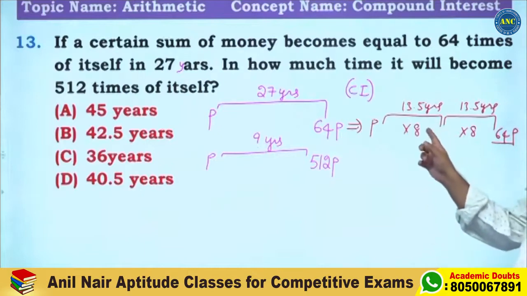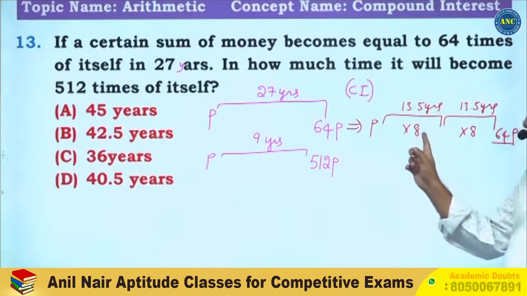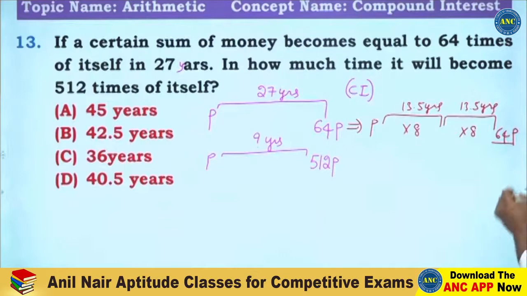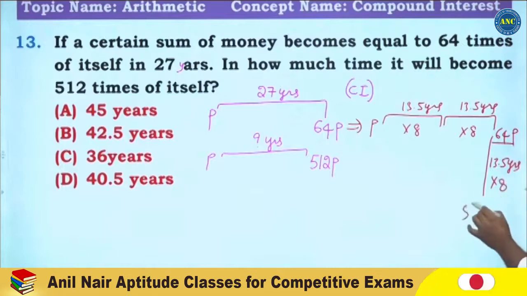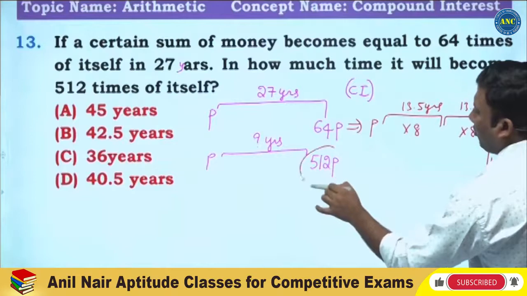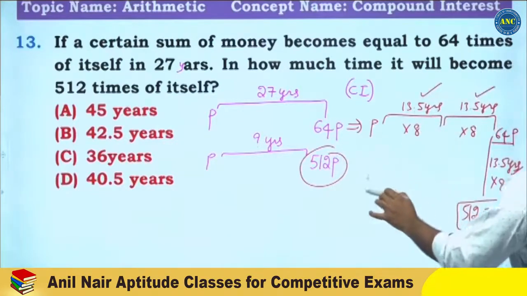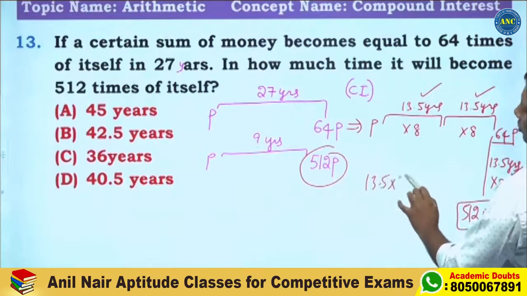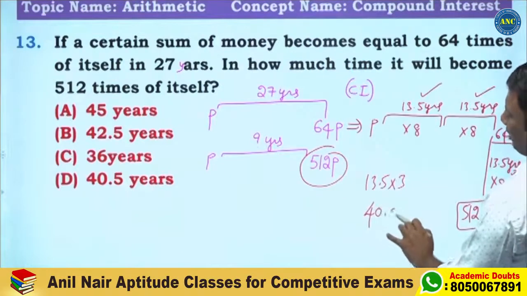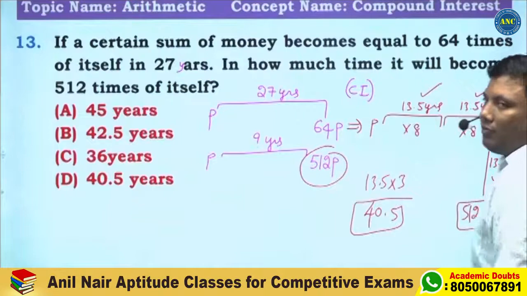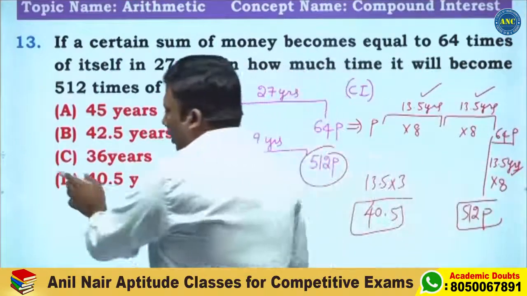For every 13.5 years, it will become 8 times. Again, for every 13.5 years, it will become 8 times. 64 into 8, 512 times the principal. I want 512 times the principal. So total number of years will be 13.5 into 3. Answer is 40.5.